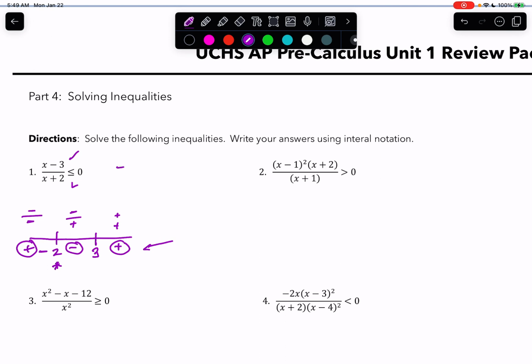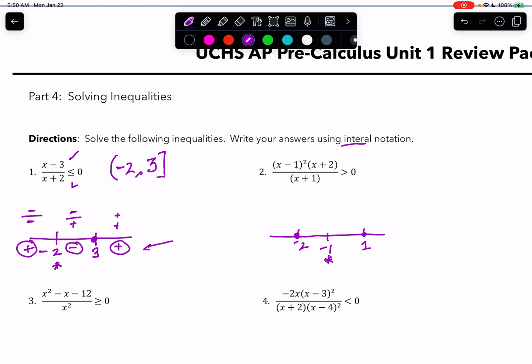So -2 and 3, so -2 is a soft bracket because it's an asymptote, and 3 is a hard bracket because it is included. It is a 0. All right, let's go on to number 2. Already factored for me, so that's nice. And so on the top, I would have a -2 and a 1, and those are zeros. And then I would have a -1 for my vertical asymptote.